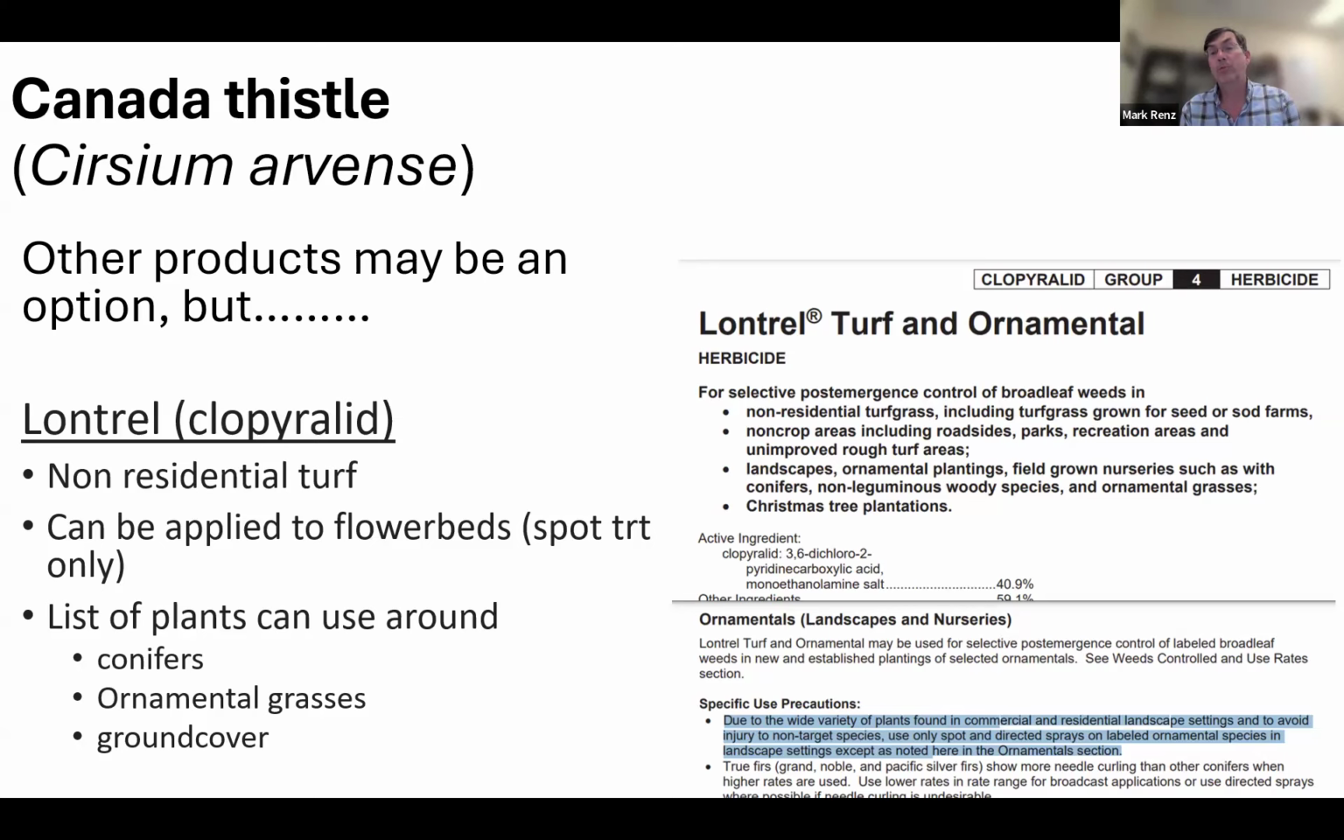But many of the brush species and trees are sensitive to this product, which is why we rarely recommend this for use in a homeowner type situation. And you can refer to the label for some of the specifics. There's lots of warnings, lots of potential for injury, so I rarely recommend this in a homeowner setting.